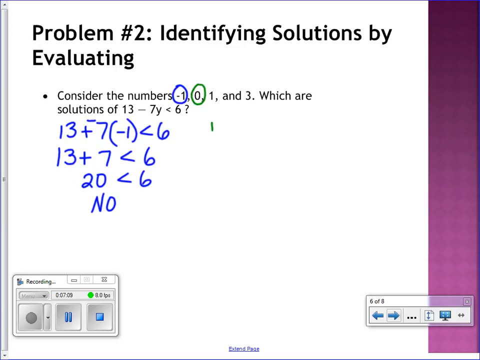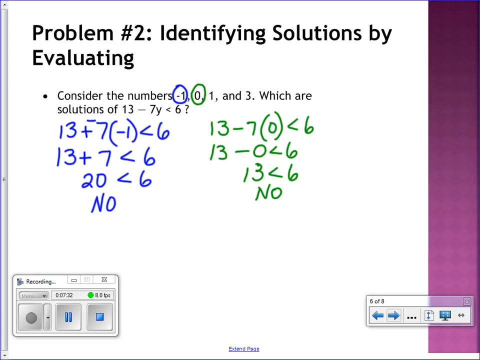All right, so I have 13 minus 7 times 0 is less than 6. All right, this is 1. 7 times 0 is, of course, 0. So I have 13 minus 0, which is 13, which is less than 6. And again, this would not be a solution.